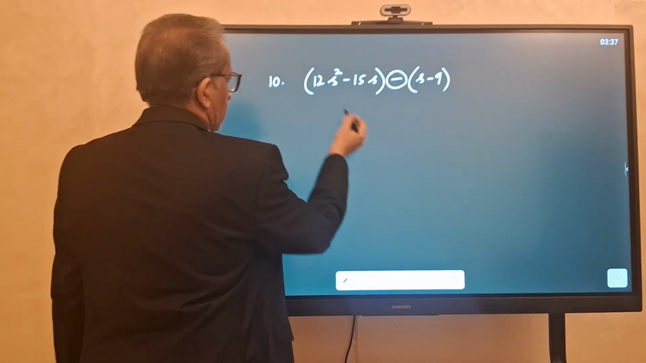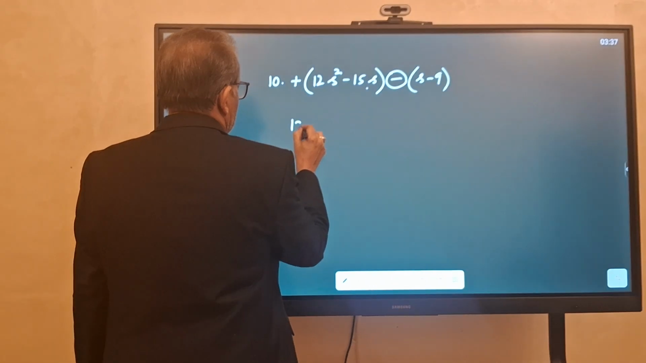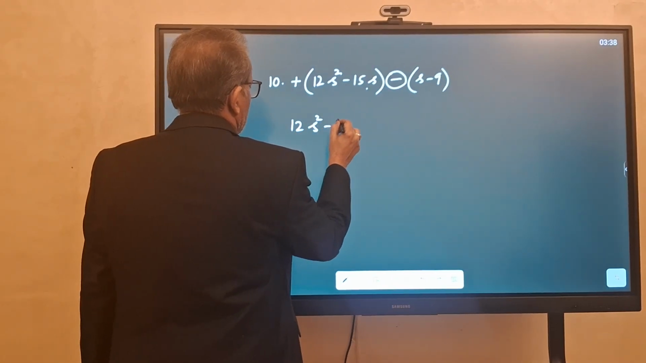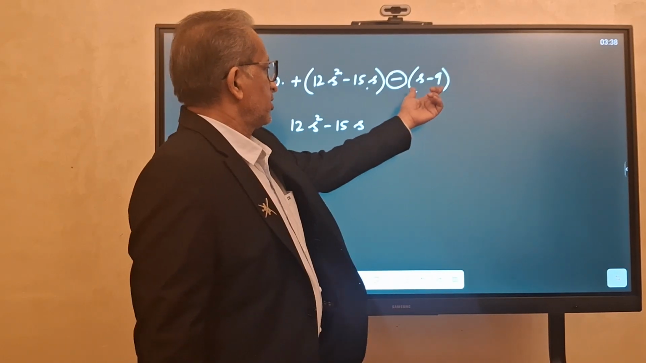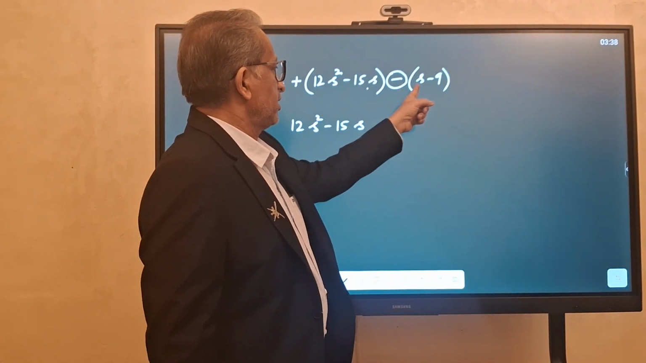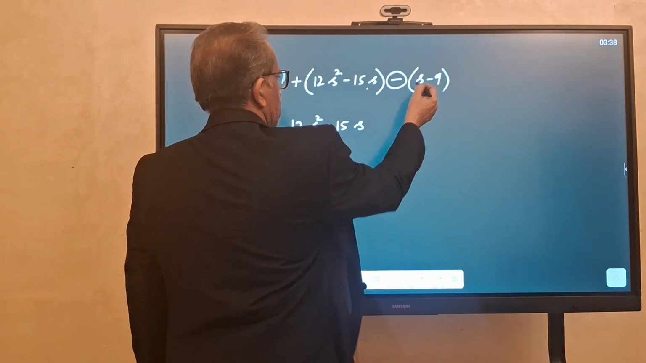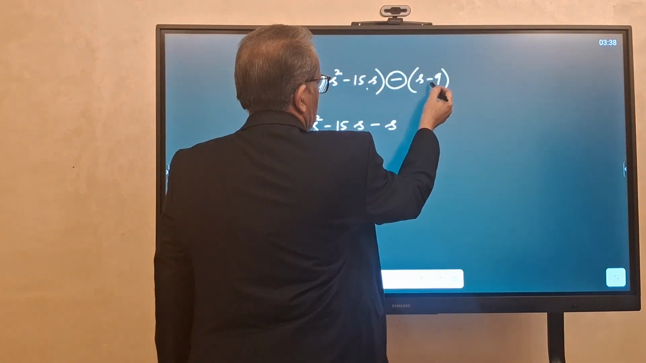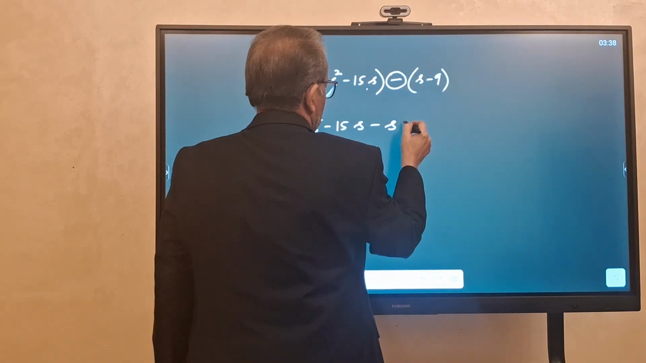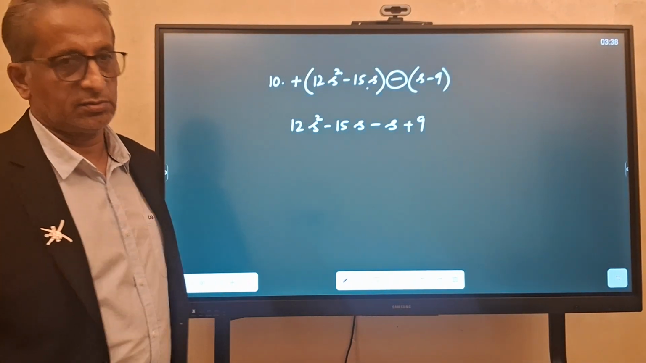First, open the bracket. Before you have plus, no change inside. 12s square minus 15s. Before this bracket, there is a minus. Therefore, the sign of each one changes. What is the sign of s? Plus. It becomes minus. Sign of minus, it becomes plus. This way, you open the bracket.